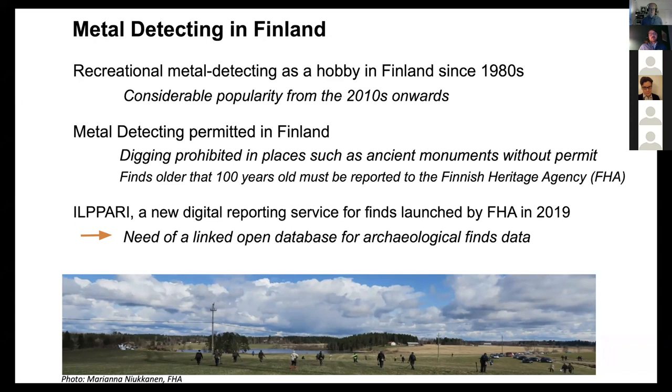So as Mikko said, my agenda here is to give you first a short introduction to the metal detecting in Finland. The idea is to give you some background before introducing you the project called SUALT and the development work done with Find Sampo. In the end of my part, I will briefly talk about the possibilities of citizen science.